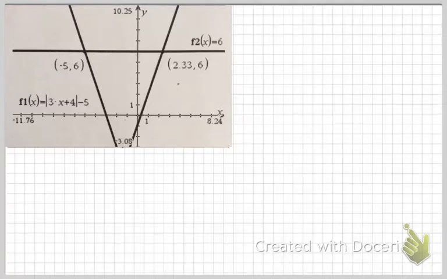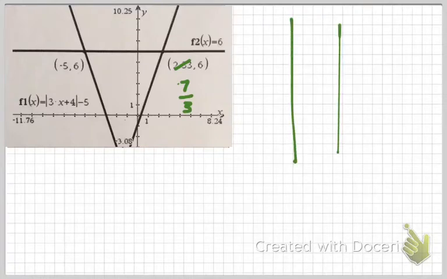And we have two points of intersection, (-5, 6) and (2.33, 6), and I would prefer you think of 2.33 as 7/3, by the way. And obviously we would expect the y-coordinates to be 6 because we're intersecting a horizontal line with the setup of the two sides as separate functions. So we'll complete our table for this graph.